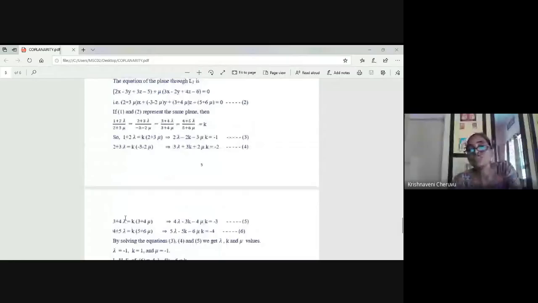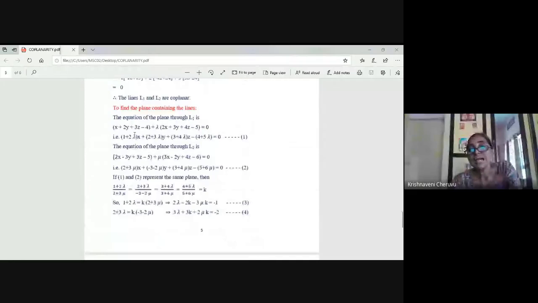So what you have to do is find a plane containing both the lines. First, you find the plane containing L1, and then you find the plane containing L2. And now these two planes must be the same, because you are finding a plane containing both the lines.